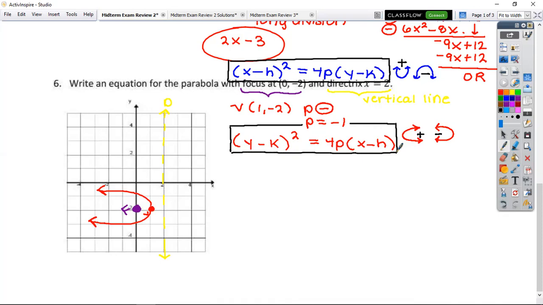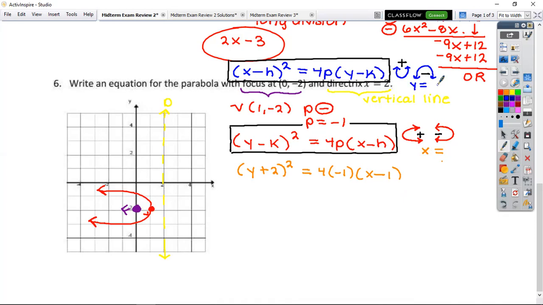Now for this question, we're just going to sub in, and it just says write an equation. So you do not technically have to simplify this. So I am going to go here. Y minus -2 becomes +2, squared is equal to 4 times -1 was p, and then x minus 1. When you have your sideways parabolas, you want to solve this for x equals. When you have your parabolas that open up and down, you want to solve these for y equals.